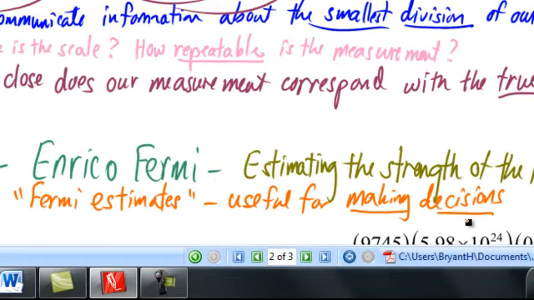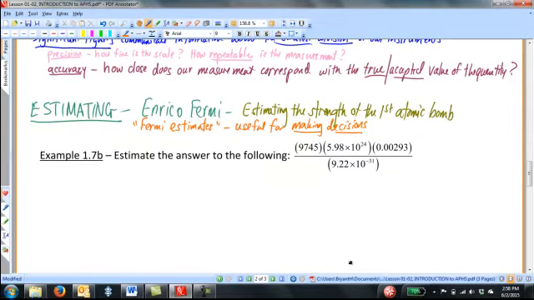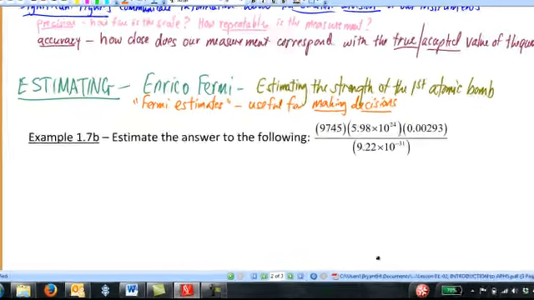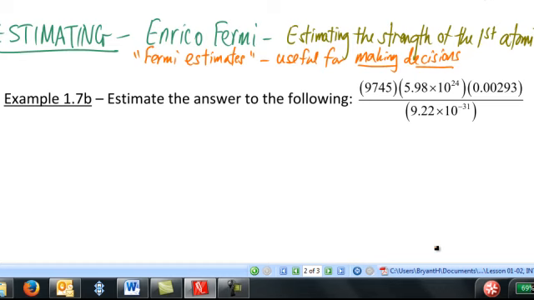So now let's work a specific estimating example. Here's the problem, example 1.7b. Estimate the answer to the following. The problem is 9,745 times 5.98 times 10 to the 24 times 0.00293, all divided by 9.22 times 10 to the minus 31. Generally speaking, your strategy should be this.